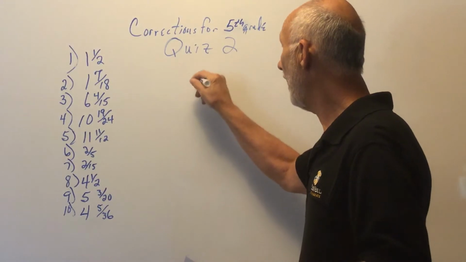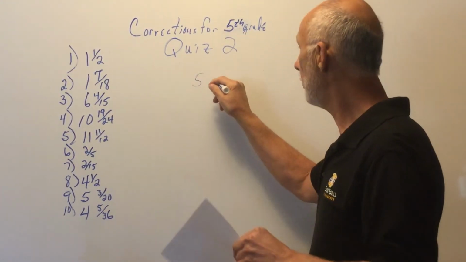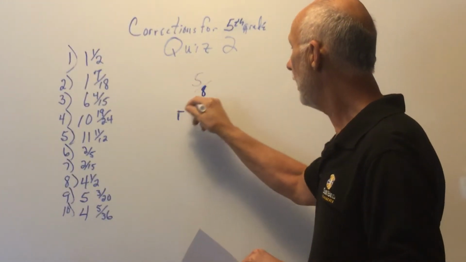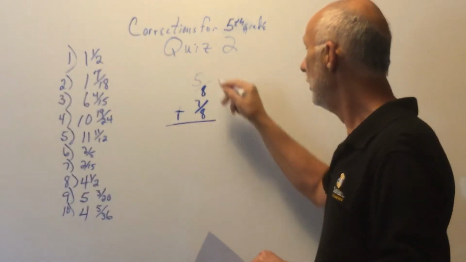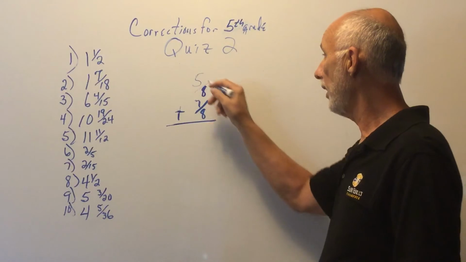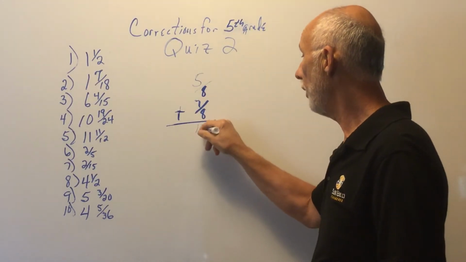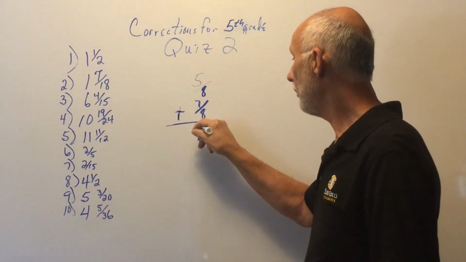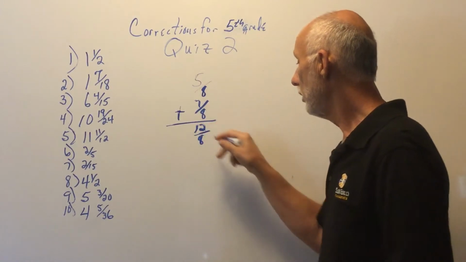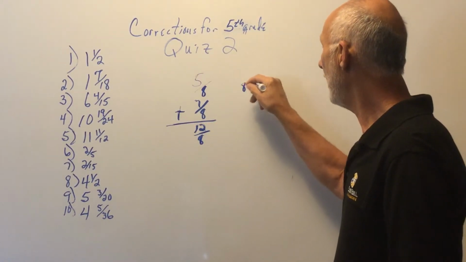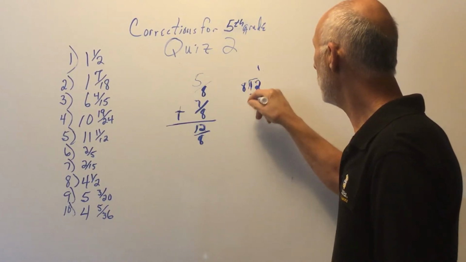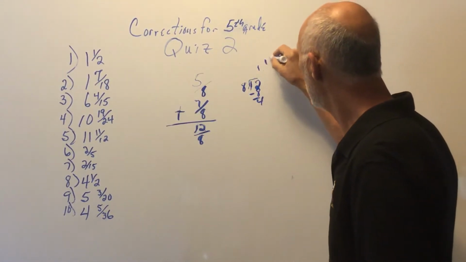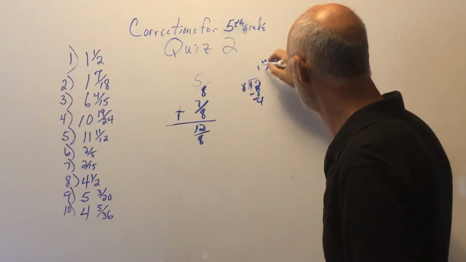Number 1 was 5/8 plus 7/8. Again, very easy because you already have a common denominator. Add the numerators, keep the denominator the same. 5 plus 7 is 12/8. That's my answer, but it's wrong because it's improper. Divide 8 into 12 goes once. Remainder 4/8. A couple of people gave me that.